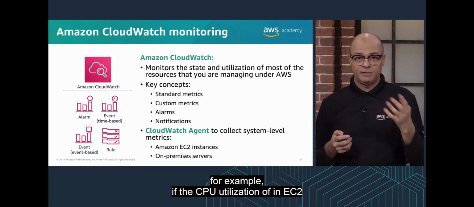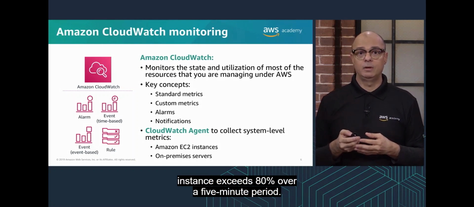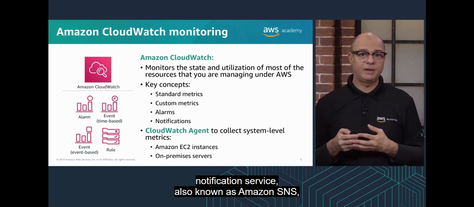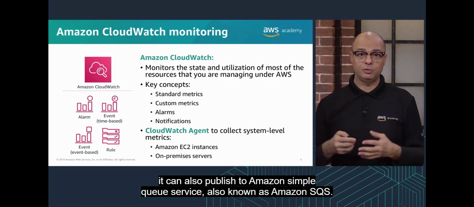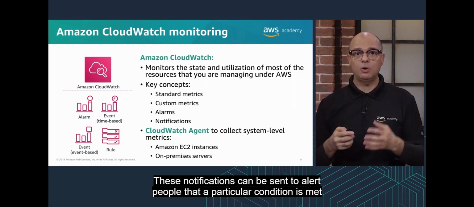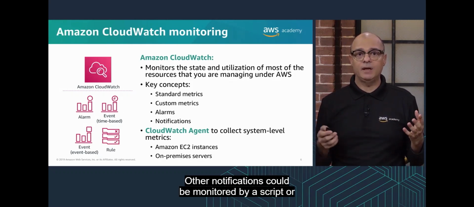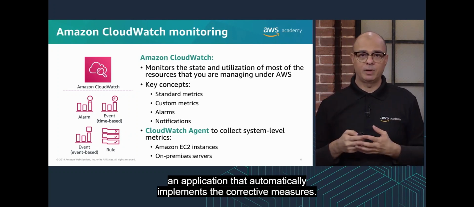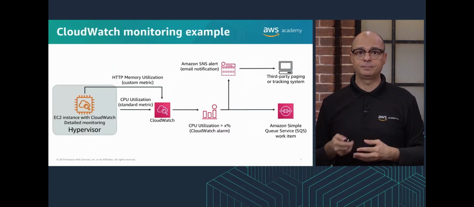For example, if the CPU utilization of an EC2 instance exceeds 80% over a 5-minute period. CloudWatch alarms can publish notifications using Amazon Simple Notification Service, also known as Amazon SNS. It can also publish to Amazon Simple Queue Service, also known as Amazon SQS. These notifications can be sent to alert people that a particular condition is met and needs intervention. Other notifications could be monitored by a script or an application that automatically implements the corrective measures. This could be as simple as restarting an EC2 instance that becomes unresponsive.